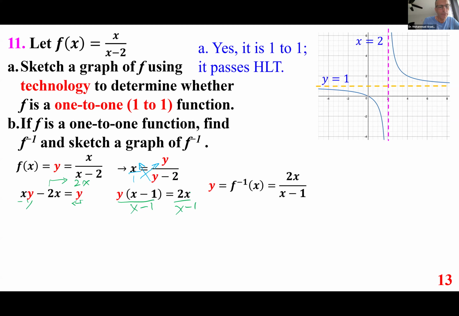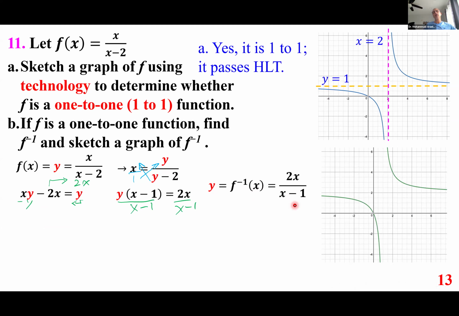So y, or f inverse of x, is 2x over x minus 1. So we graph it fairly fast, and I hope you see that you can come up with the asymptotes clearly. X equals 1 is the vertical asymptote. Notice y equals 1 was the horizontal asymptote for f. For the inverse, the horizontal asymptote, they both have degree 1. The coefficient of x is 2 here, it's 1 here, so y equals 2. So these are the asymptotes.